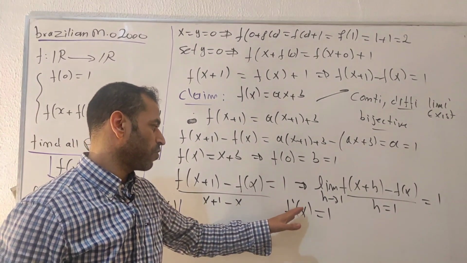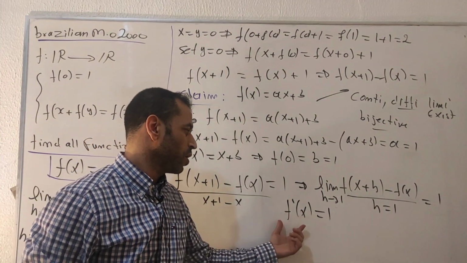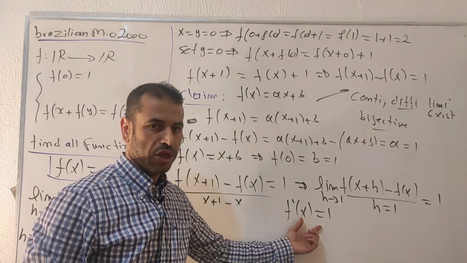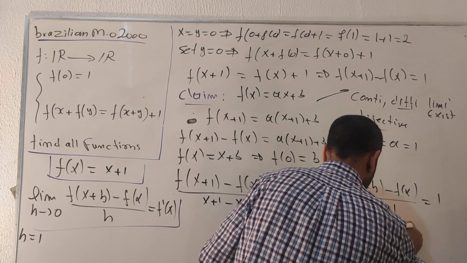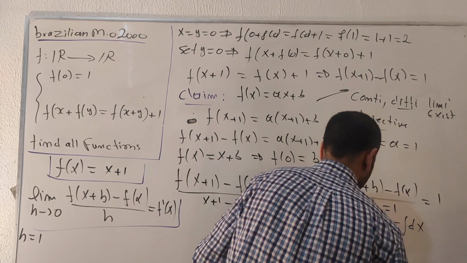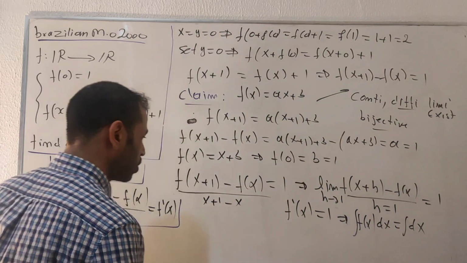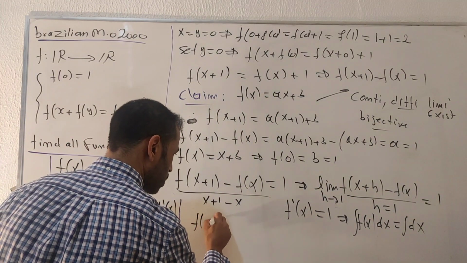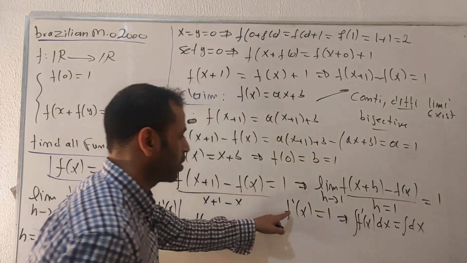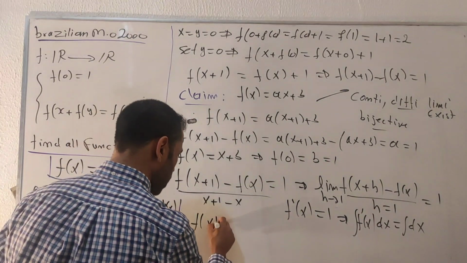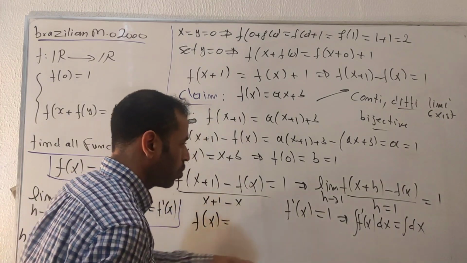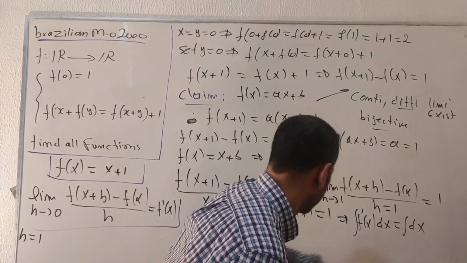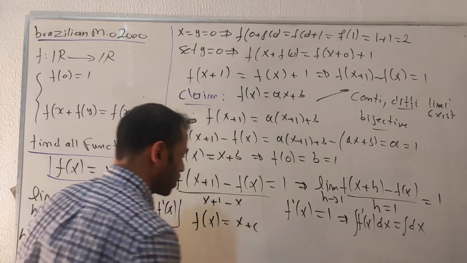Since we found the derivative function equals 1, let's apply the integral on both sides. I get the integral of f prime of x dx equals the integral of 1 dx. This left side is f of x, because you're applying the integral on both sides of f prime of x. And the primitive of the function 1 is x plus another constant c.